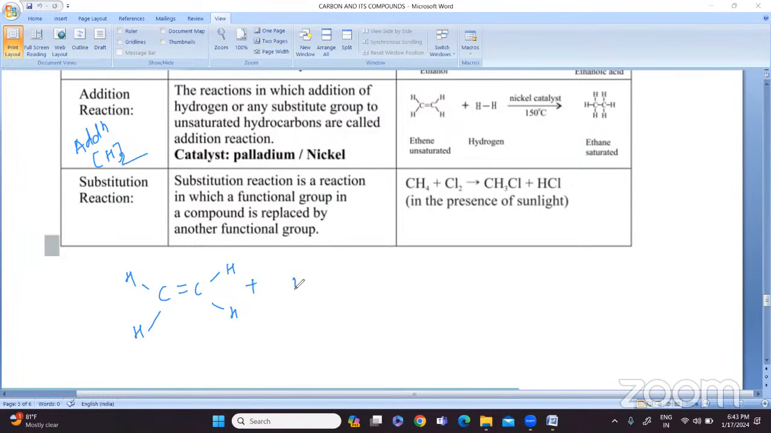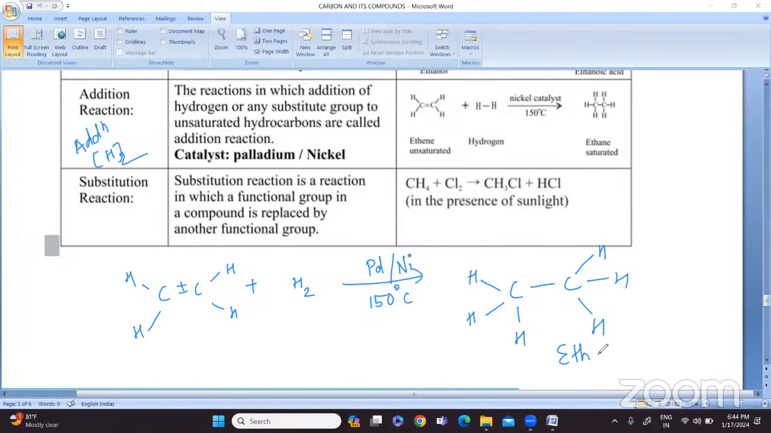So how are we adding the hydrogen molecule? Hydrogen in the presence of palladium or nickel as a catalyst, and we take the temperature at 150 degrees Celsius. So what is happening here? Your unsaturated compound, if you break this double bond, then one hydrogen adds at one carbon and one hydrogen adds at the other carbon. So this results in ethane.